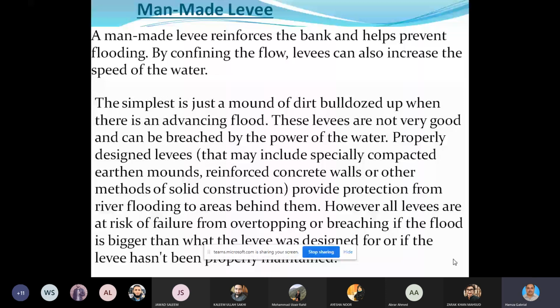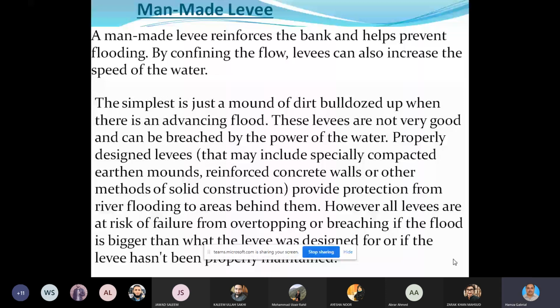But if you properly design them, which will include the compaction of that earth, the construction of reinforced concrete walls, or other methods of solid construction, it will be safer, and it will provide more protection from river flooding to the areas behind them.